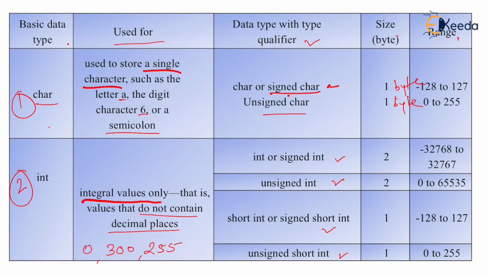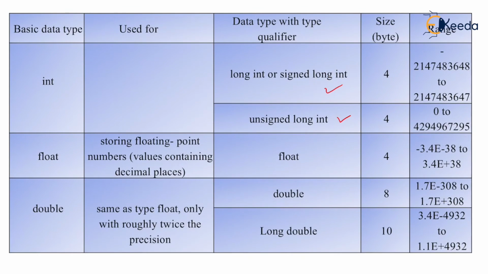Now we'll see the size for the int. So for the size of int we have 2 bytes. Okay? For unsigned int that is also 2 bytes. For signed short int it is only 1 byte. And for unsigned short int it is also 1 byte. But when you go for the long int, the size gets increased. That means 4 bytes. And for unsigned long int also the size becomes 4 bytes.